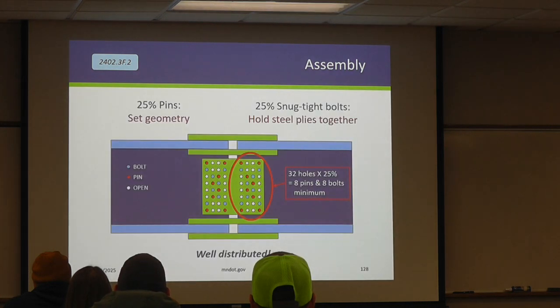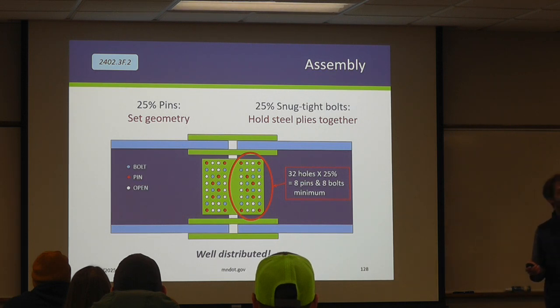So our spec book, in the absence of any engineering, requires that 25% of the holes be filled with pins, 25% of the holes be filled with bolts that are snug tight. The rest can remain open. They need to be well distributed. Right? It doesn't do us a whole lot of good to put 4 pins right in the middle and expect that the holes out in the corners are going to be in the right spot.